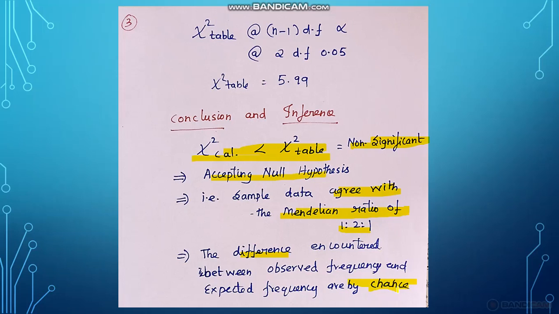So this is the conclusion. The chi-square calculated value is less than the chi-square table value, that is non-significant, so we are accepting the null hypothesis. The null hypothesis is that the sample data agree with the Mendelian ratio of 1:2:1. This is the conclusion, the inference.